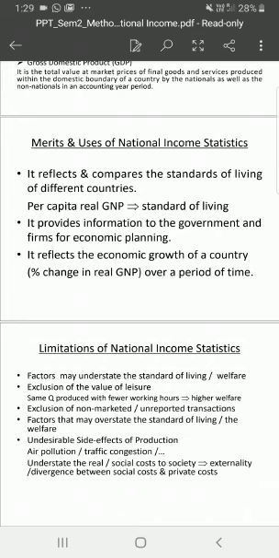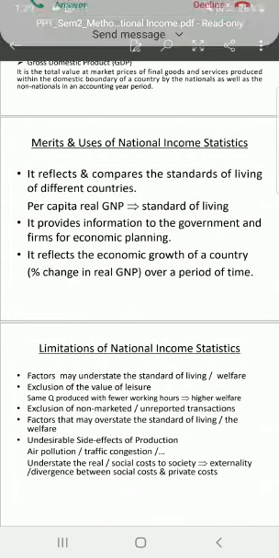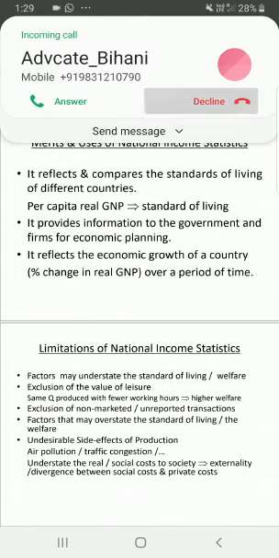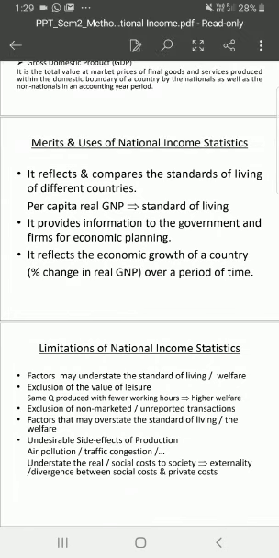So it is assumed in this theory that the more the production, the more the income a country earns or produces, the better off it is. So this has been the problem of national income accounting.